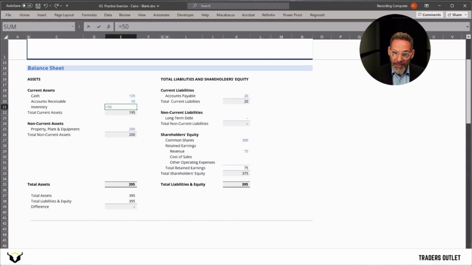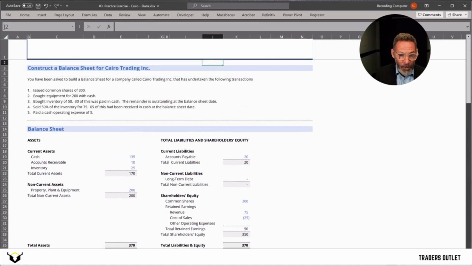So we know our inventory is going to go down by half, or 25, but we're also going to have a cost of goods sold, or cost of sales expense of 25. Recall that increasing expense is a debit and decreasing assets is a credit. So our debits and credits still match. And our balance sheet balances.